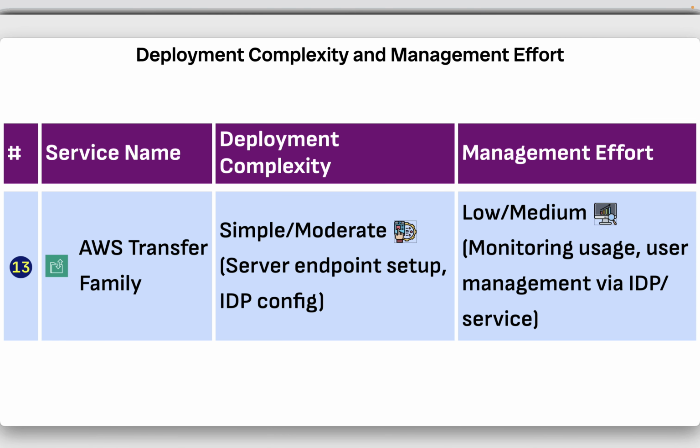Next, AWS Storage Gateway. So it's a moderate deployment complexity, and the tasks are VM hardware setup, network configuration, and activation. Management effort is medium, and the tasks are monitoring health and performance, updates, and cache management. Next is AWS Transfer Family. Deployment complexity is simple to moderate, and the tasks are server endpoint setup, IdP configuration. Management effort is low to medium, and the tasks are monitoring usage, user management via IdP service.